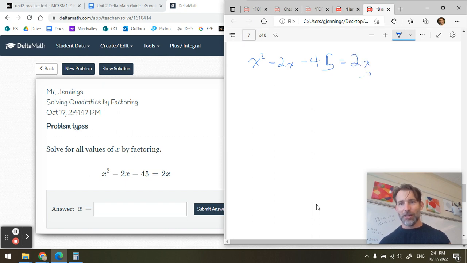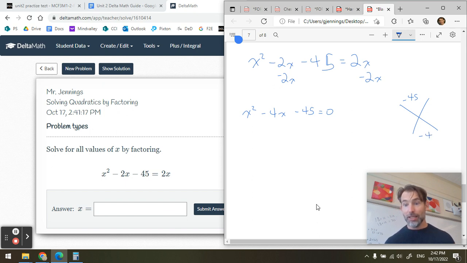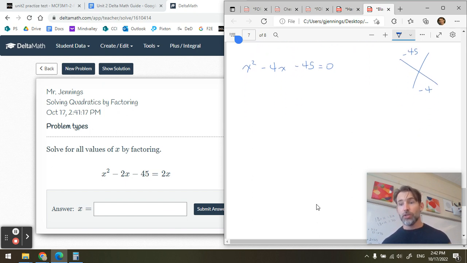Okay, and then we subtract 2x from both sides. Forgive me for not using a different color. X squared minus 4x minus 45 is equal to 0. Now we're hunting. We're going to factor. We want numbers that multiply to negative 45 and add to negative 4. And let's say we don't immediately spot them.